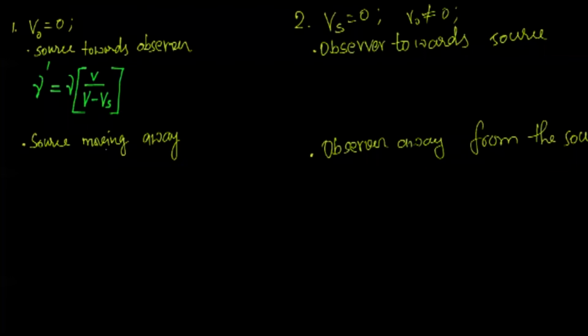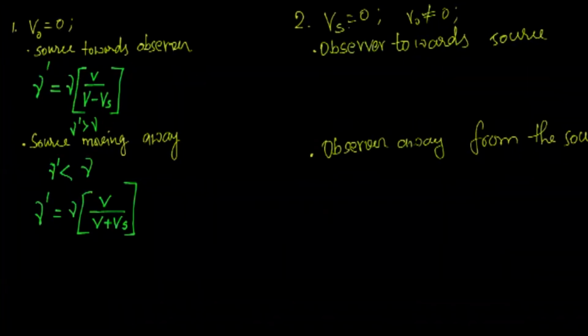In the second case, where source is moving away from the stationary observer, nu prime will be less than nu. You have to get less frequency than the actual. So the numerator will be smaller than the denominator. That is possible by writing V by (V plus Vs), correct? Because velocity of observer is 0.